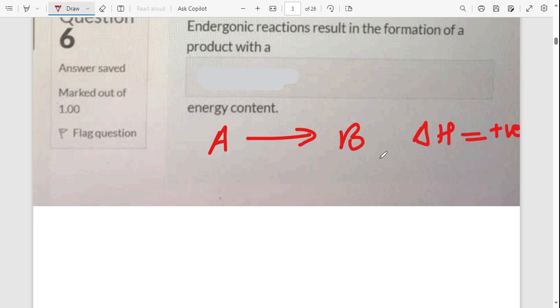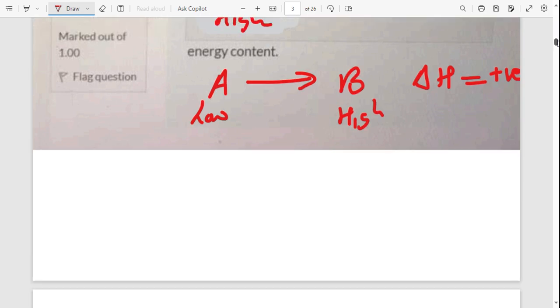Now, change in energy is given by the energy of the product minus the energy of the reactant. The only way you can subtract reactant from product and get a positive value is if the product is high in energy while the reactant is low in energy. This means that this reaction is gaining energy. That is endergonic. The delta H is positive. So meaning that an endergonic reaction results in the formation of a product with a high energy content.